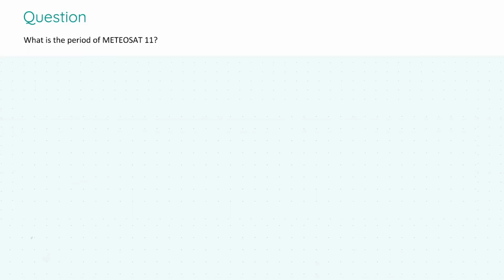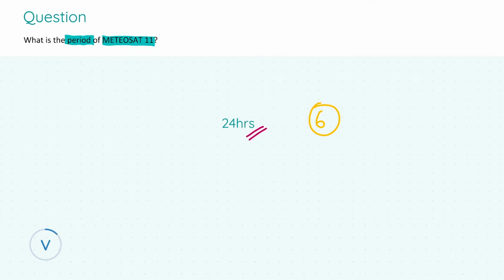In part 5 we were asked, what is the period of the Mediaset 11? And the answer, which will get you 6 marks, is 24 hours. Just stating this is completely fine and will get you your full 6 marks. No need to write large sentences.